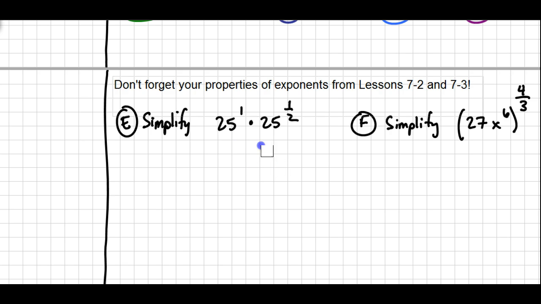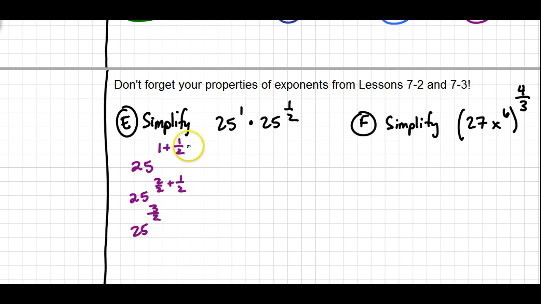We're going to do the same thing here, except that we've got a fraction. So we're going to have 25 to the 1 plus 1/2. To add fractions, remember you need a common denominator. So the common denominator here would be 2. 2 divided by itself makes a 1. When we add that to 1/2, we get 3/2.